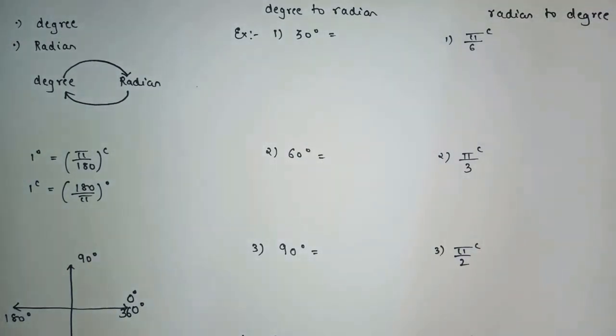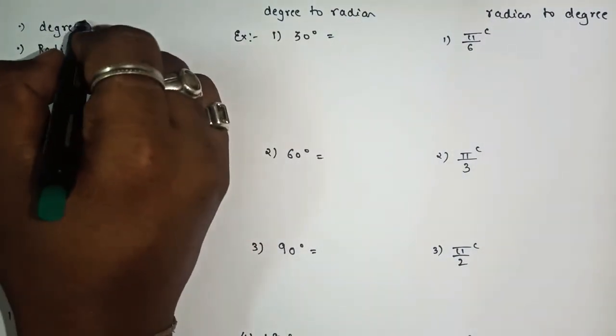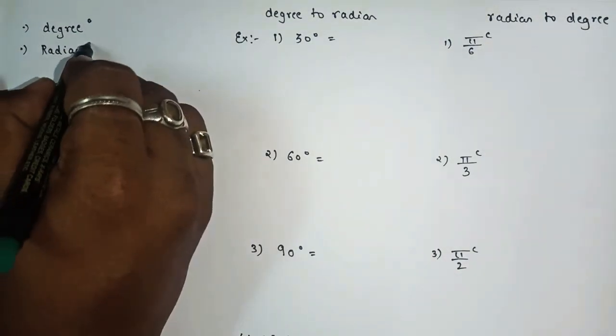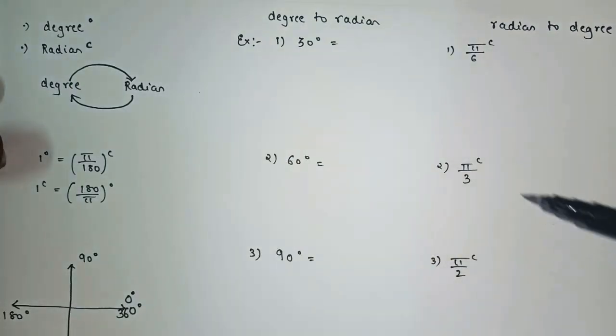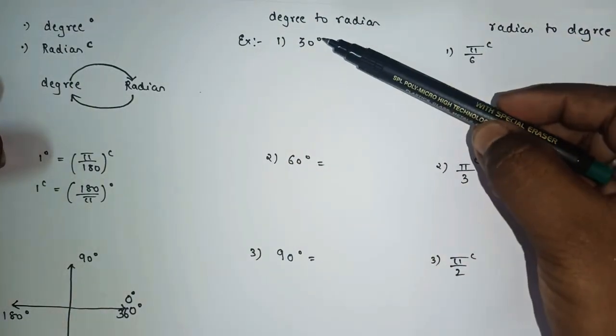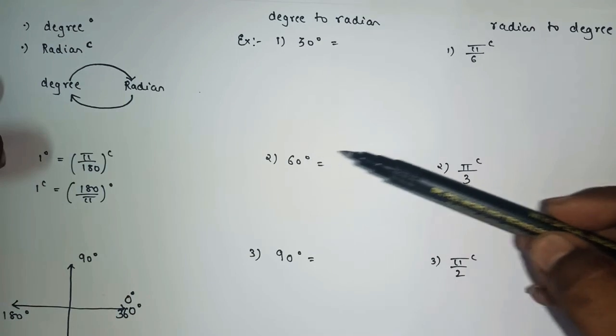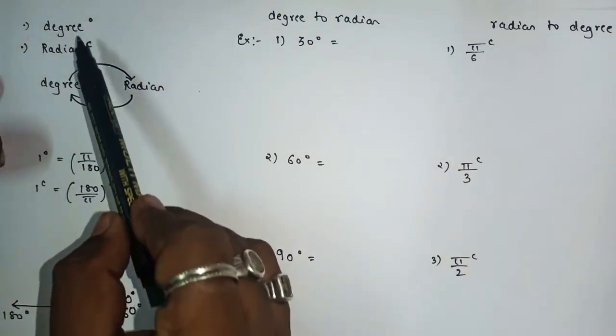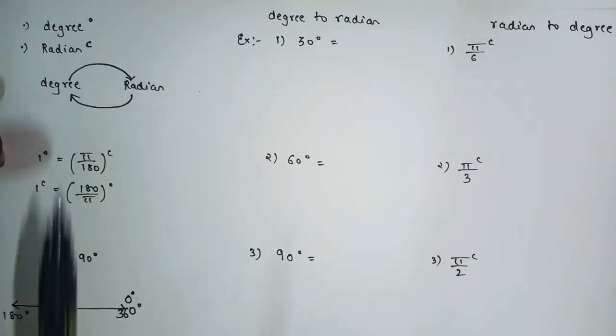Okay, so now, as we know, the symbol which we use for degree is what? Raised to 0. And for radian, the symbol which we use is raised to c. Here you can clearly see that raised to 0 is the symbol for degree, and raised to c, this c indicates what? It is in radian. So these are the symbols which we use for degree and radian.